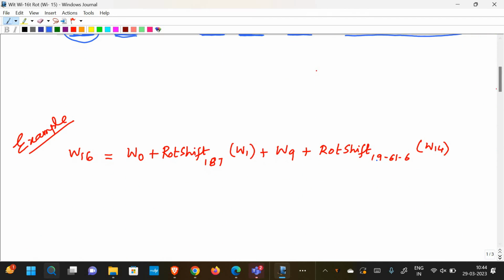The 80 constant will be for the constant, that is fixed. Okay, so this is about the key expansion.